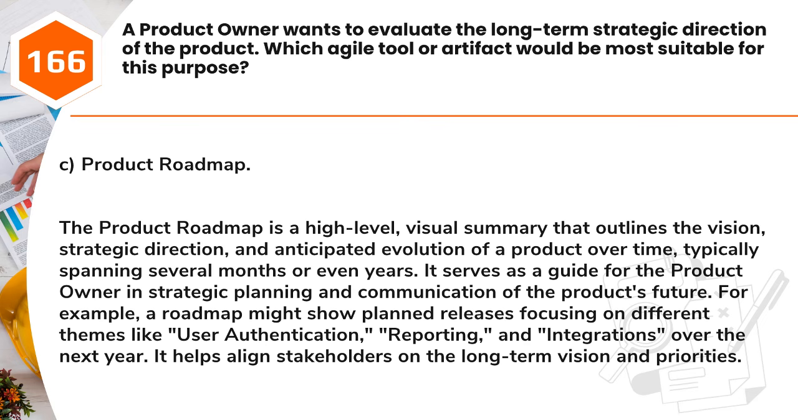The product roadmap is a high-level, visual summary that outlines the vision, strategic direction, and anticipated evolution of a product over time, typically spanning several months or even years. It serves as a guide for the product owner in strategic planning and communication of the product's future. For example, a roadmap might show planned releases focusing on different themes like user authentication, reporting, and integrations over the next year. It helps align stakeholders on the long-term vision and priorities.